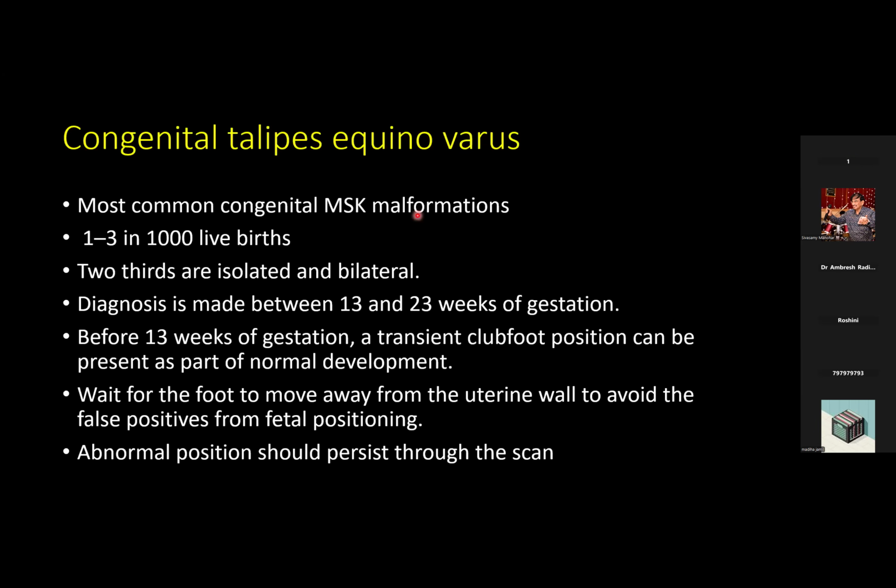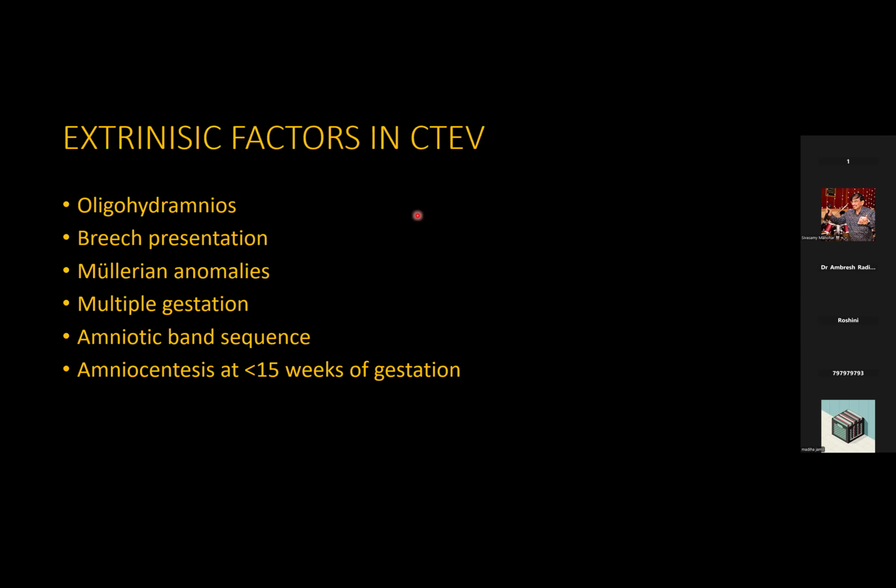The diagnosis is made between 13 and 23 weeks. Before 13 weeks of gestation, a transient club foot can be present as a part of normal development. Wait for the foot to move away from the uterine wall to avoid false positives from fetal positioning. An abnormal position should persist throughout the scan.